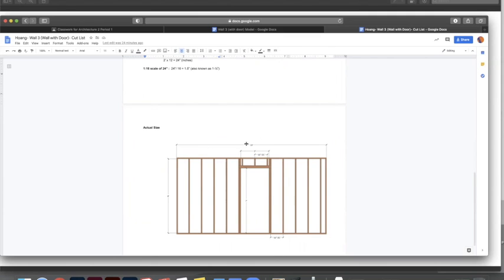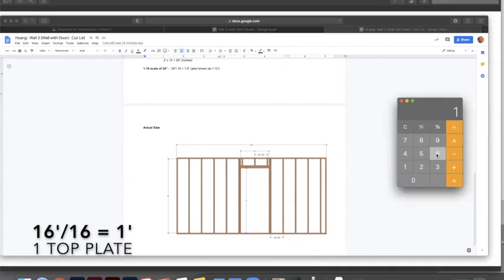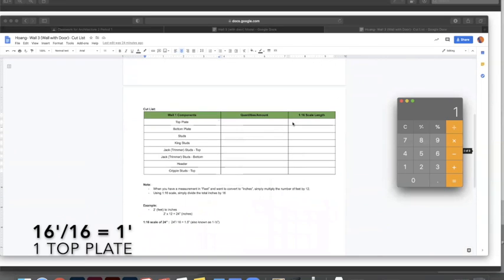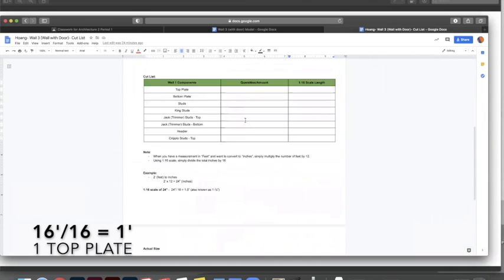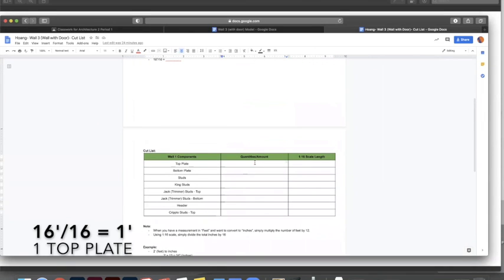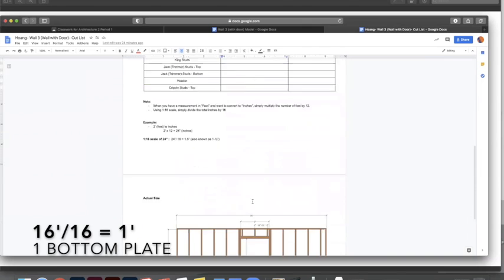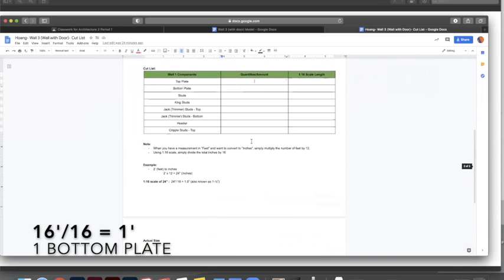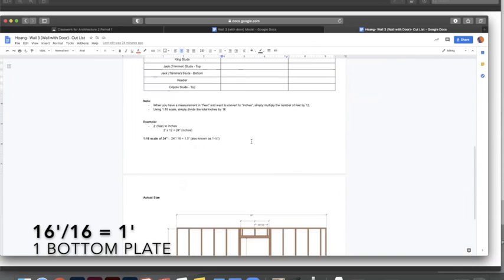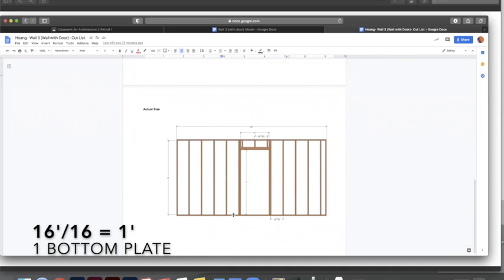If we go to the bottom right here, we can identify exactly what the top plate looks like. So the top plate is 16 feet. If we do the ratio for that, 16 feet divided by 16 is equal to 1 foot. So your answer here is going to be 1 foot, and we only need one top plate, so you're going to have one here as well. Similarly, for the bottom plate, we're going to have one bottom plate. We did the math, it is 16 feet already, so it's going to be the same. 16 feet divided by 16 is 1 foot, and we only need a quantity of 1.